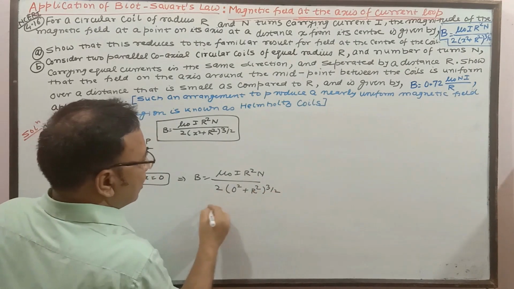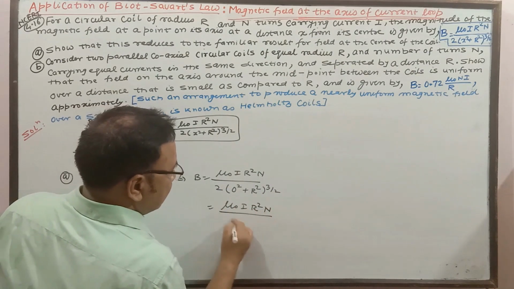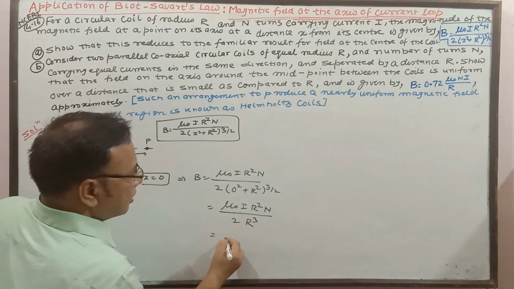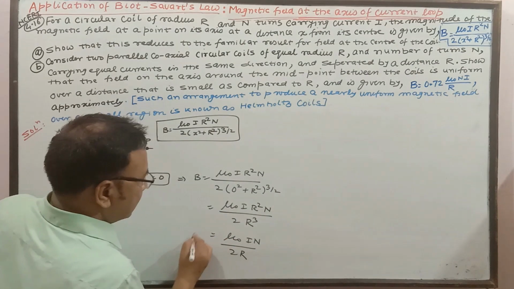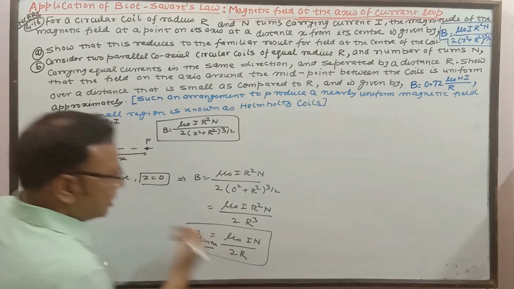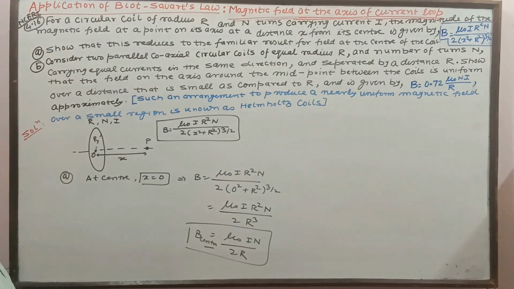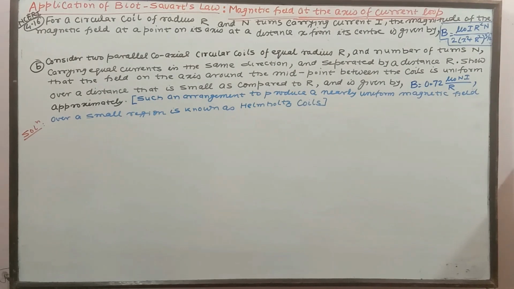So this gives R cube, one R is cancelled out. So mu naught I R square N divided by 2 R cube. After cancellation, mu naught I N divided by 2 R. So that is the value of the magnetic field at the center of the coil. That is what we have for the circular current carrying coil. So the first part of this is known to us, mu naught N I by 2R. So the first part is over.